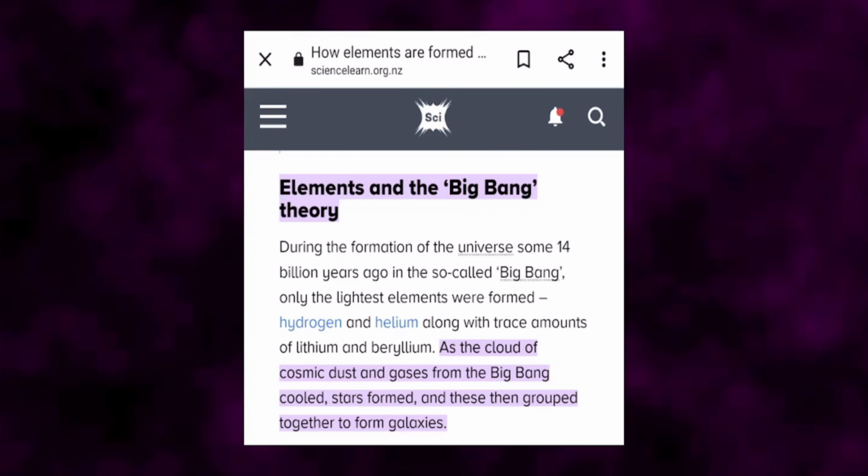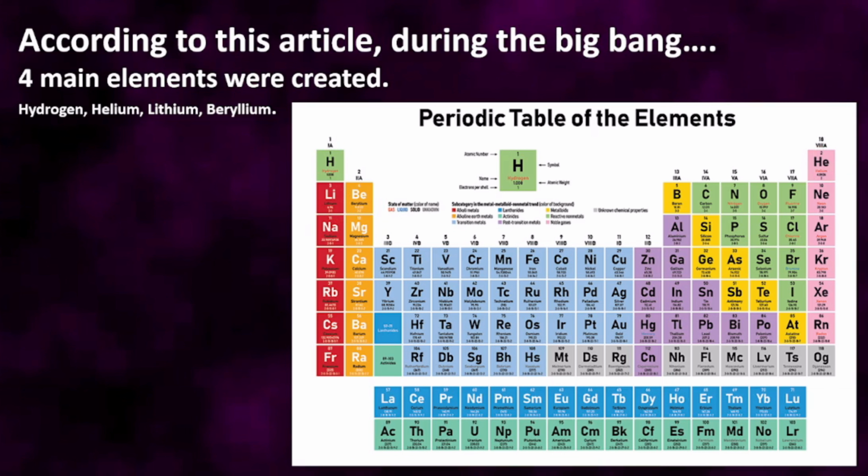Here is an article from sciencelearn.org. It's titled Elements and the Big Bang Theory. During the formation of the universe some 14 billion years ago, in the so-called Big Bang, only the lightest elements were formed. According to this article, during the Big Bang, 4 main elements were created: hydrogen, helium, lithium, and beryllium. Let me go ahead and circle those for you in case you don't know where they're at on the periodic table. This statement is pure speculation.